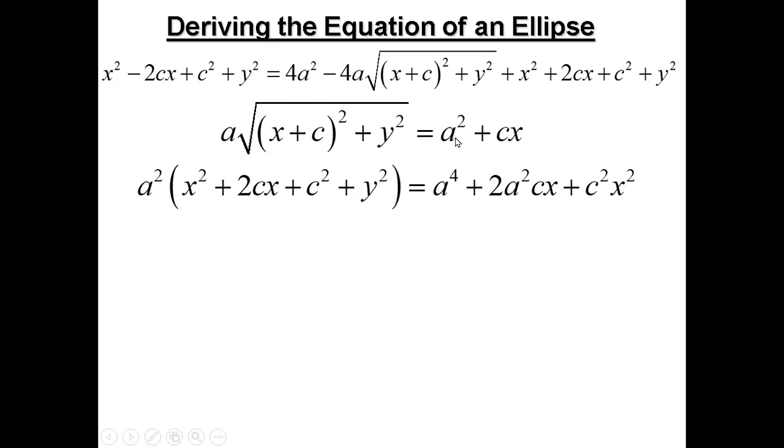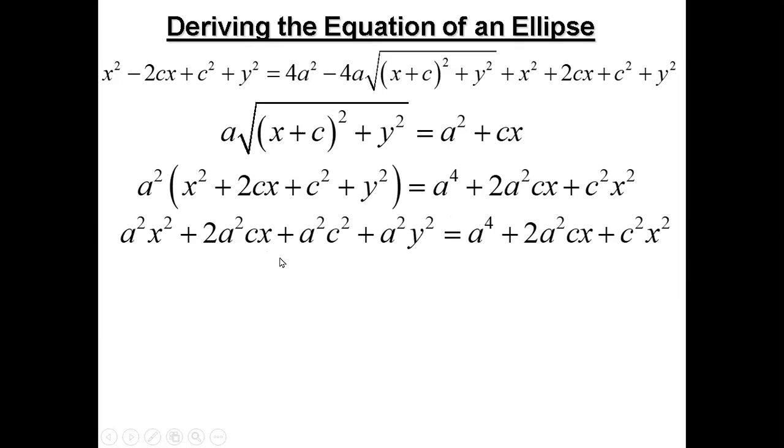So a squared raised to the power of 2, that's a raised to the power of 4, plus the middle term, a squared times cx times 2, that's equal to 2a squared cx. And then for the last term, cx, and then you square it. So cx quantity squared, that's c squared x squared. And after that, you distribute your left side. So we get a squared x squared plus 2a squared cx plus a squared c squared plus a squared y squared, which is equal to a raised to the power of 4 plus 2a squared cx plus c squared x squared. So we are just bringing it down here. Our right side is still the same.